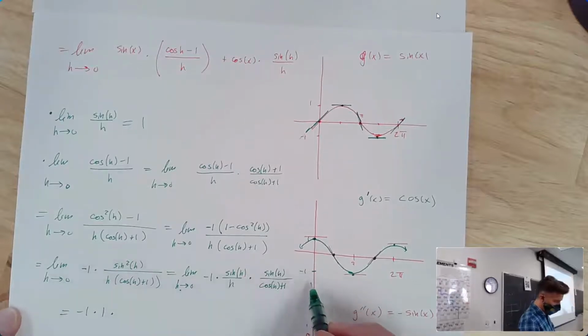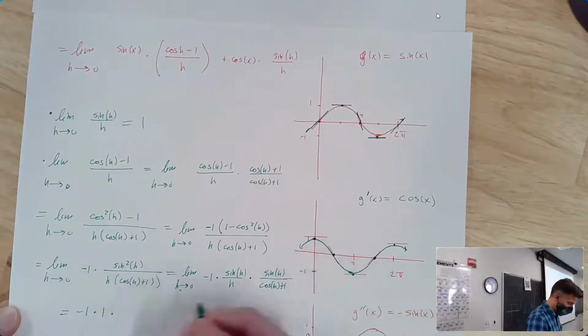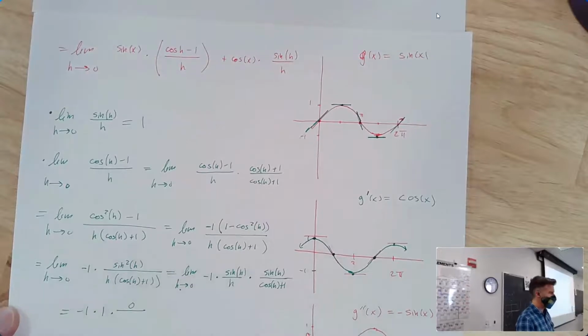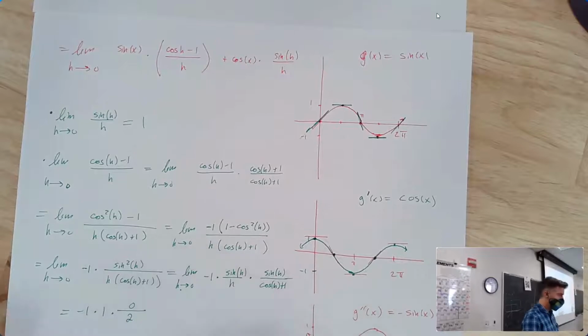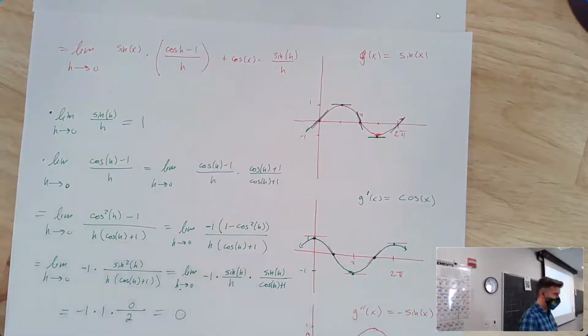And if h is going to 0, what's sine of h over cosine of h plus 1 going to be? Well, sine is going to 0. And what's cosine of 0? So I get 1 plus 1, which is 2 on the bottom. As long as we're not dividing by 0, we're safe. This is going to equal negative 1 times 1 times 0, which is 0. Which is good. That's what we wanted.